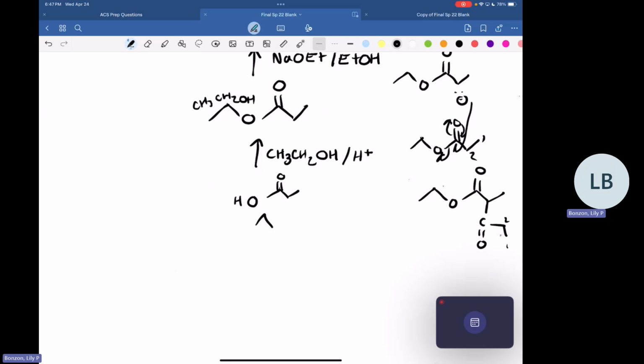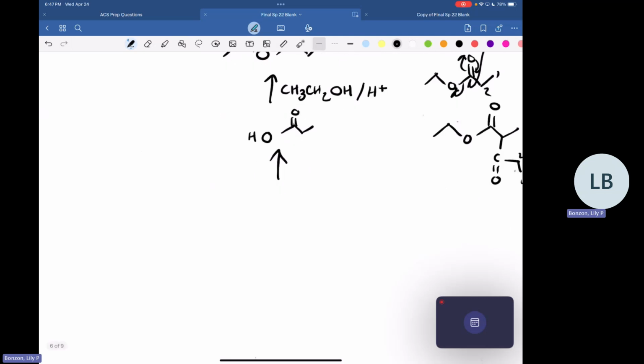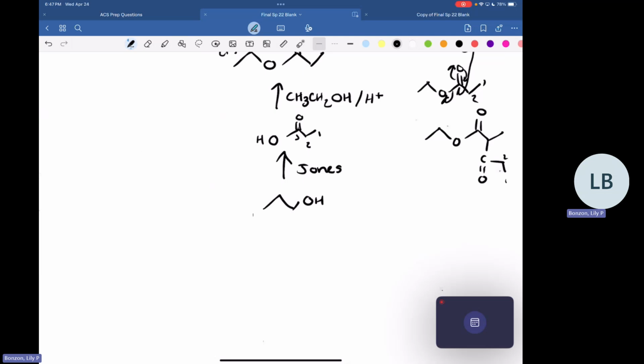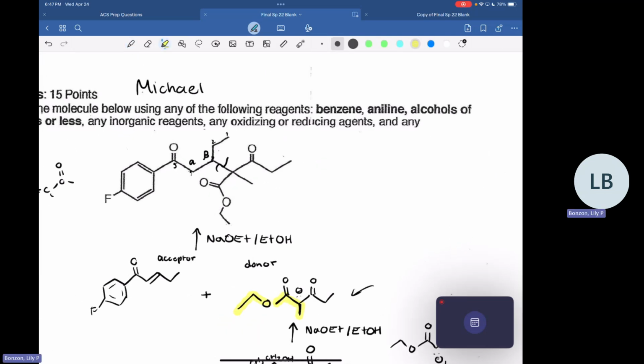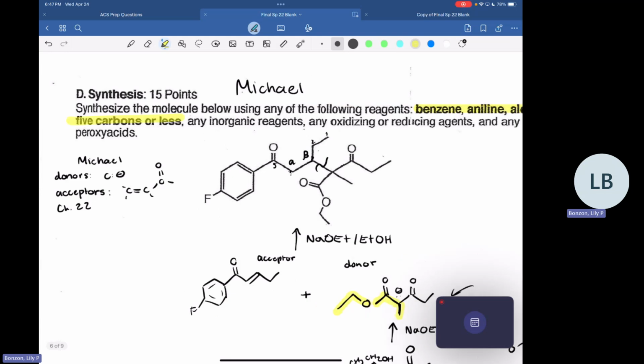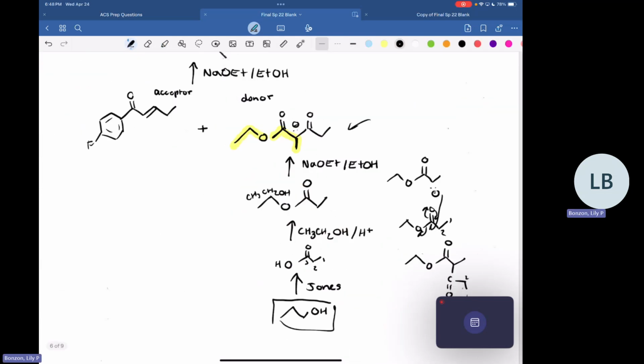All right, and then working back from this, we got a 1, 2, 3 carbon alcohol. And we can just do like Jones reagent or any of the strong oxidizers, and then we are good to go on that side. I probably should have looked at this first, but we've got benzene, aniline, alcohols of 5 carbons or less. So we're good to go on that. Now we just have to work back the other side.